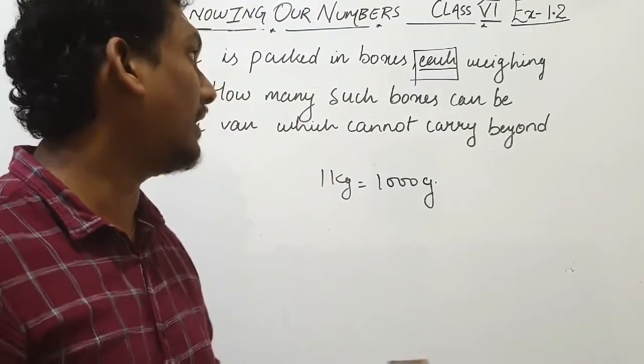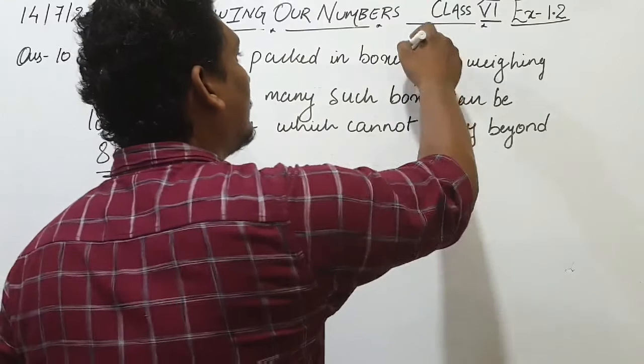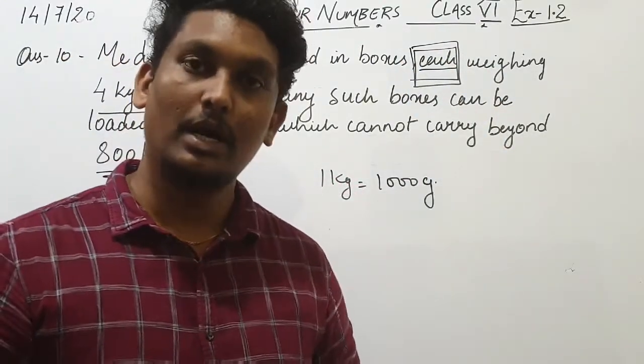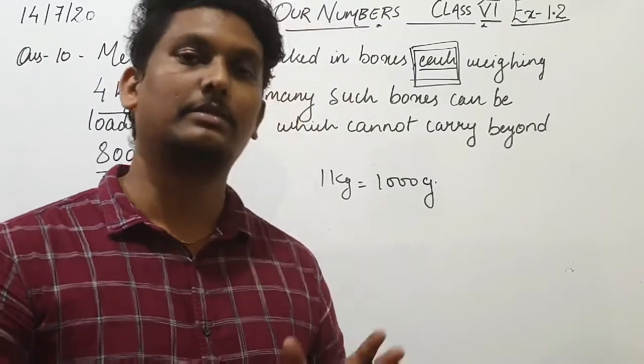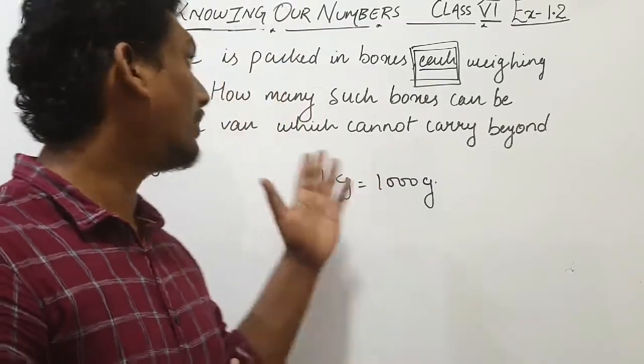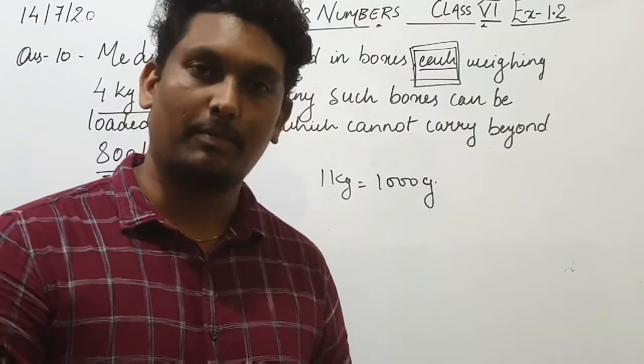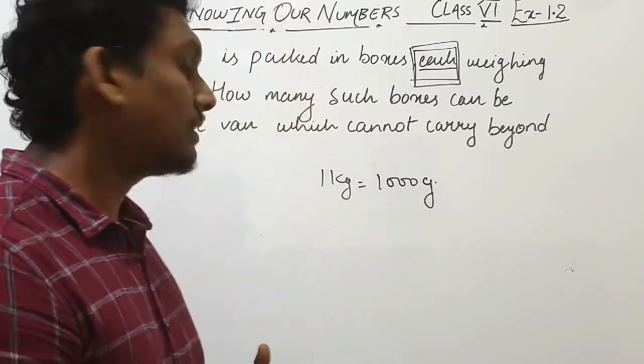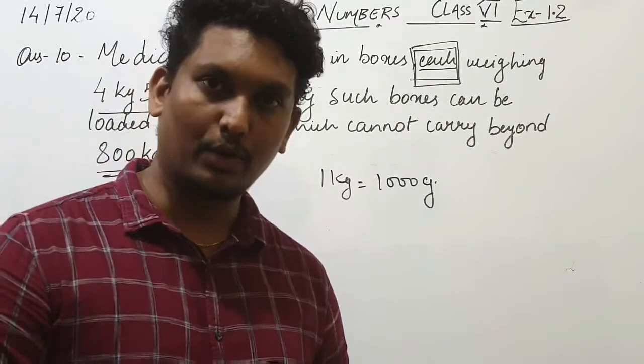Okay, then we have to find the quantity of each, means 1. So for finding the quantity of 1 we have to do the division. Okay, same question we did in the previous one, same type. Okay, so this question is homework. Hope it is clear to you.